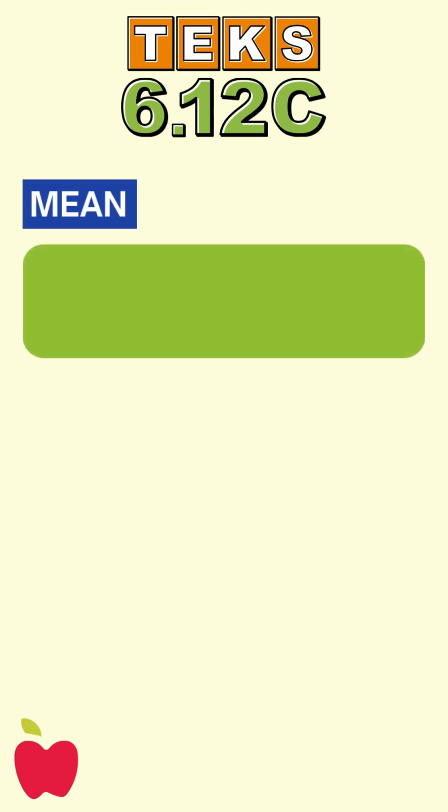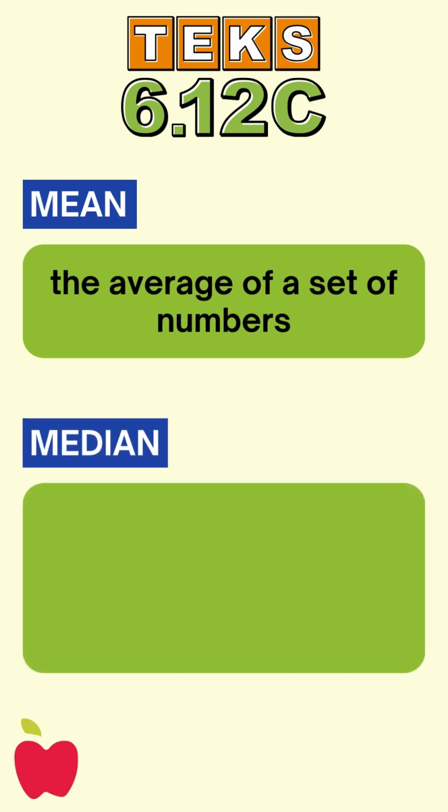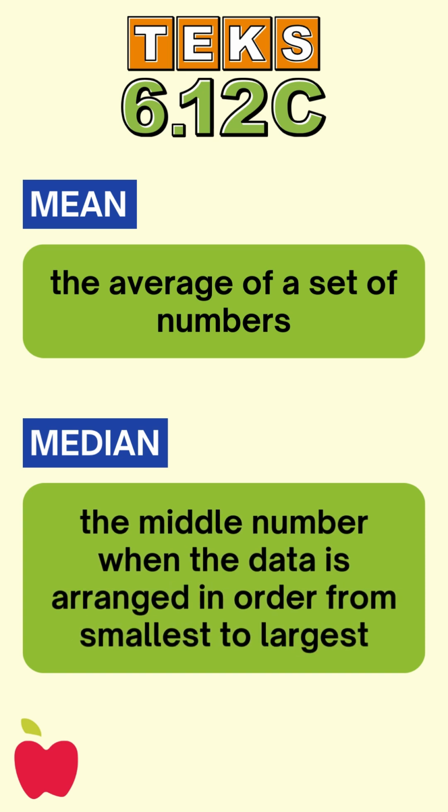Mean. The mean is simply the average of a set of numbers. You find it by adding all the numbers together and dividing by how many numbers there are. Median. The median is the middle number when the data is arranged in order from smallest to largest. If there's an even number of values, we find the average of the two middle numbers.